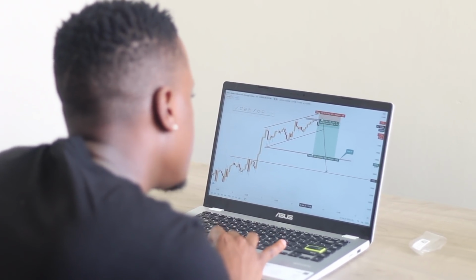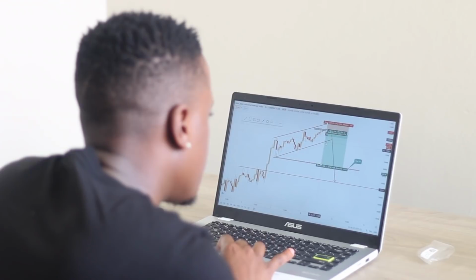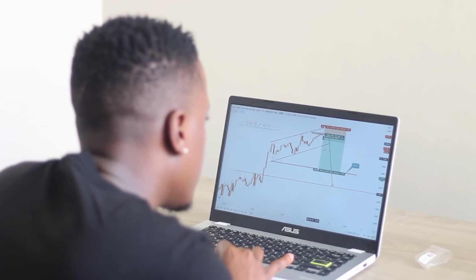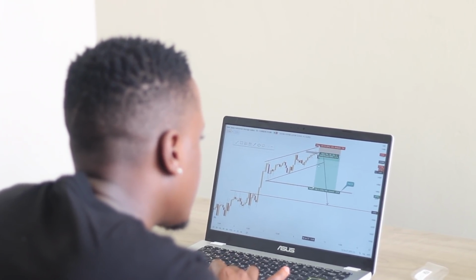If you missed this one here, you can still wait for the breakout here and wait for a retest, and you can enter the trade to go down with the market. Or if you're comfortable getting in the trade here, it's still a safe trade as long as your stop loss is well and everything is well.